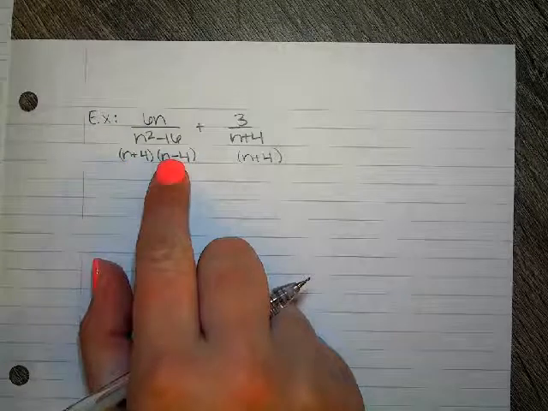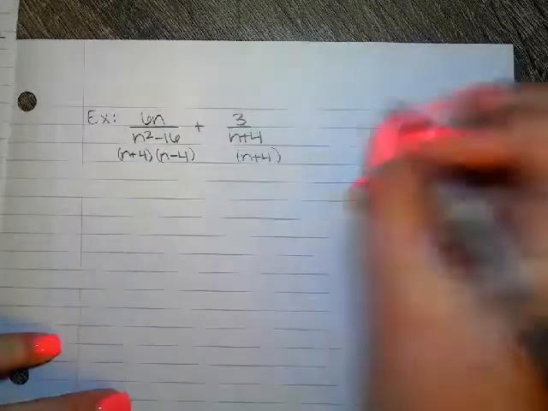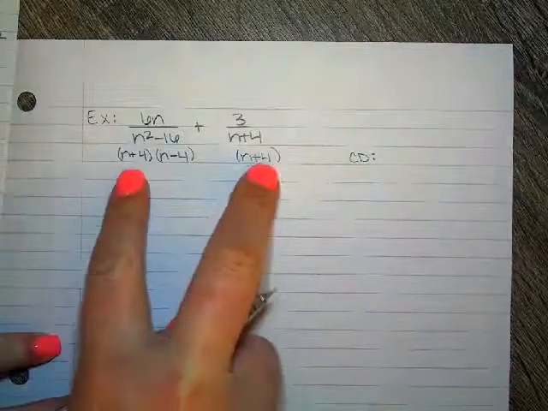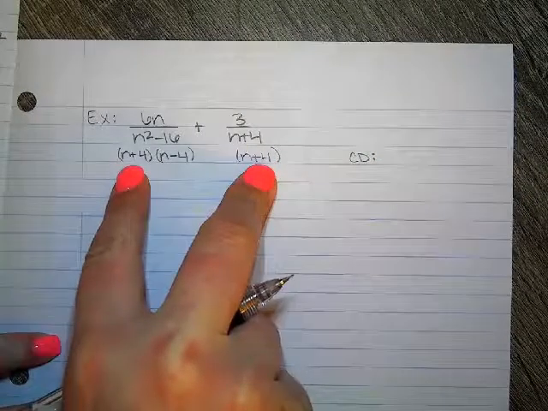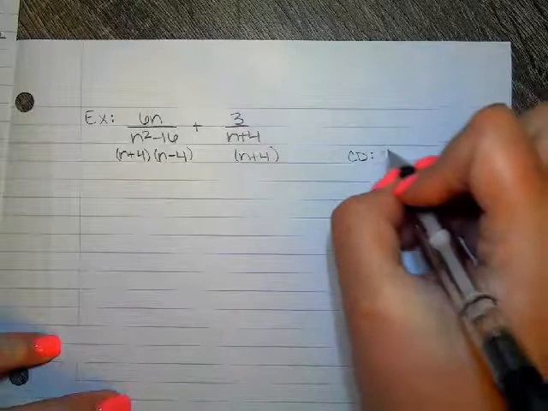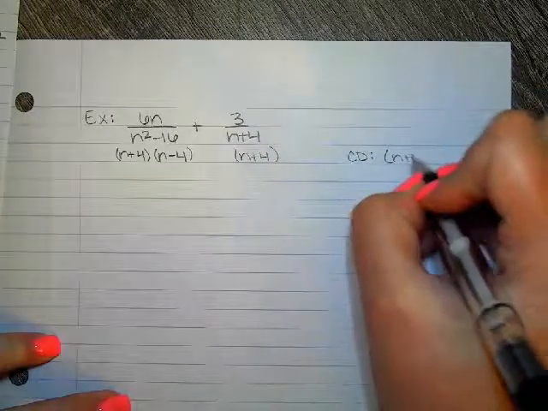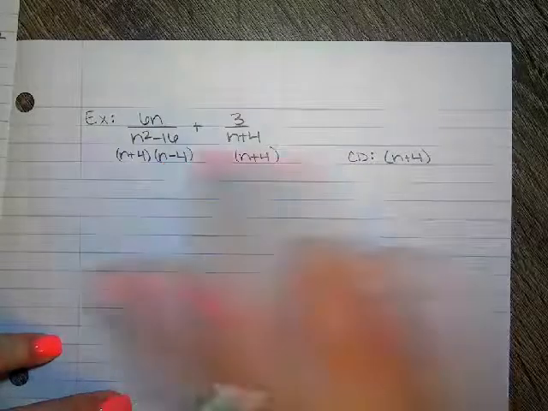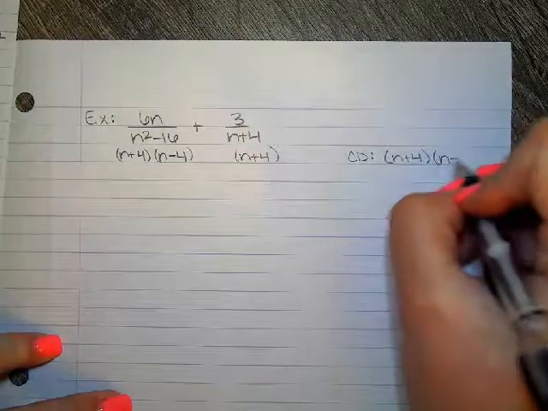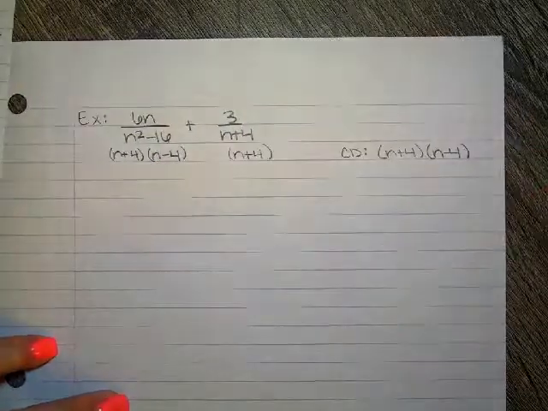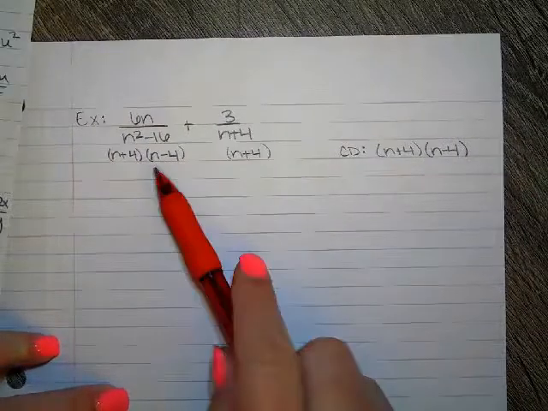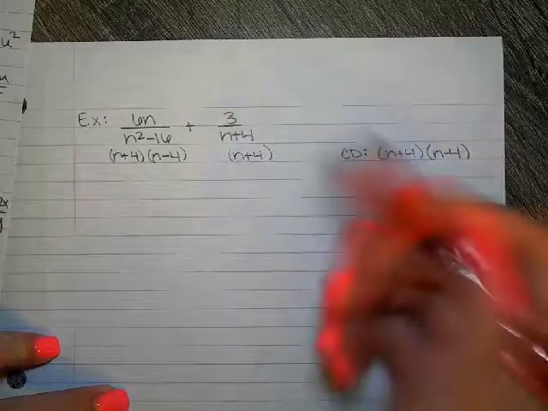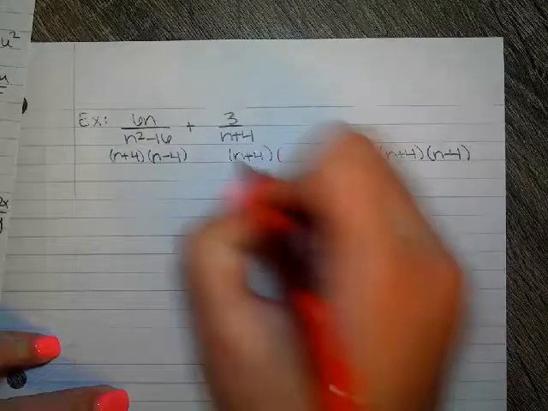So when I look at my common denominator, I can see that one thing that needs to show up in the common denominator is n plus 4. They both had that, so the common denominator needs it. And then the other factor that needs to show up is n minus 4. Right? So that first expression has both of the pieces that show up in the common denominator. The second one doesn't have both of them. It needs the n minus 4.